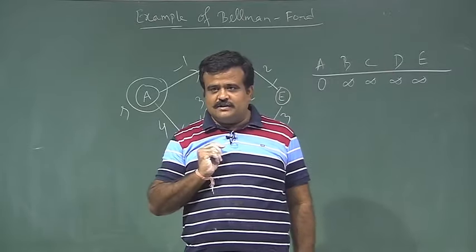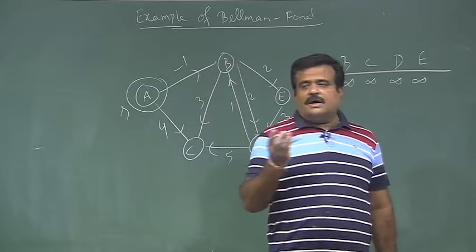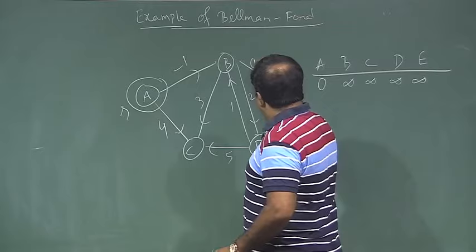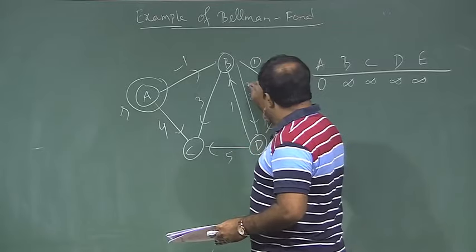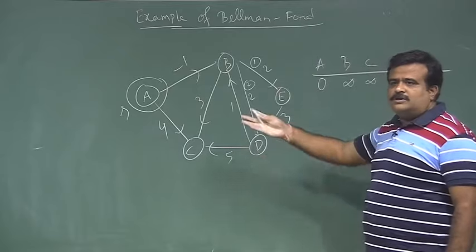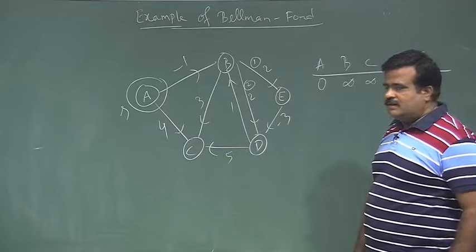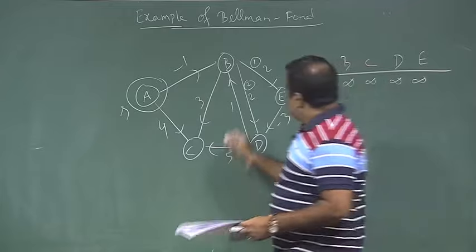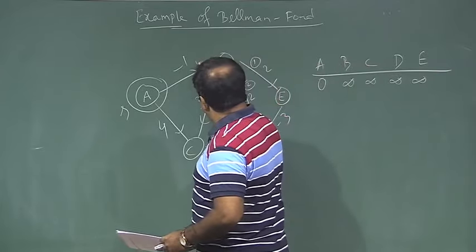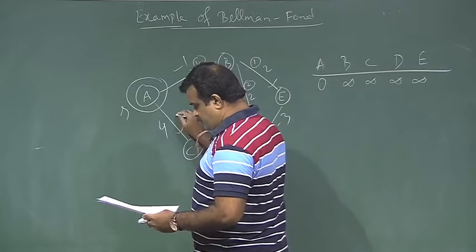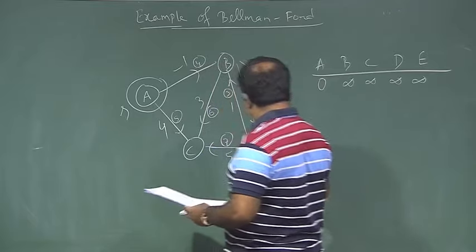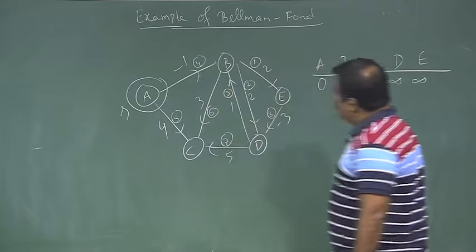For each edge. So somehow if we can have an edge numbering, it will help us. So let us number the edges. This is number 1 edge, say. This numbering is not unique. You can have your own numbering and you can follow this numbering in each iteration. This is number 3, maybe this is number 4, this is number 5, this is number 6, this is number 7, and this is number 8 edge.